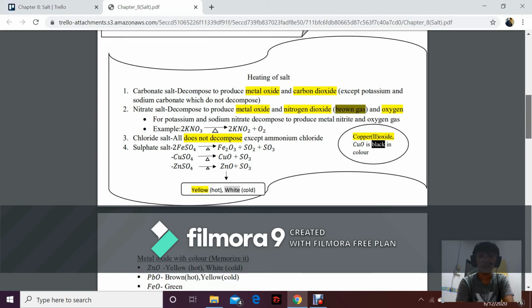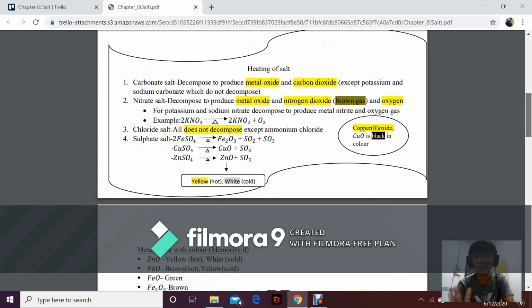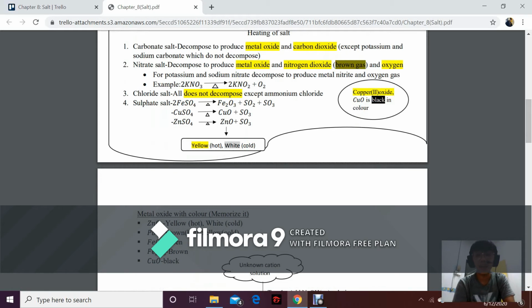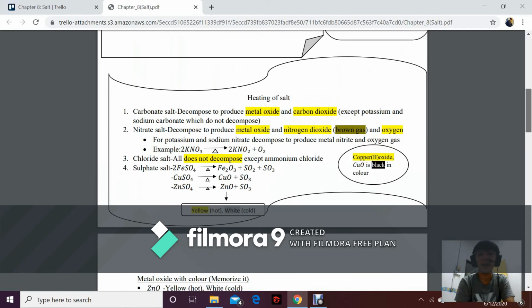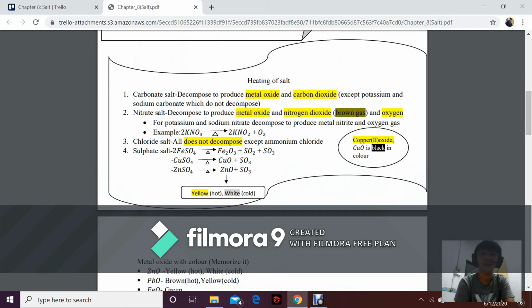All chloride salts do not decompose, except ammonium chloride. They will not produce any product except ammonium chloride. You can search the chemical reactions for heating of ammonium chloride salt. Sorry, I didn't put it on here, but just remember all the chloride salts do not decompose.